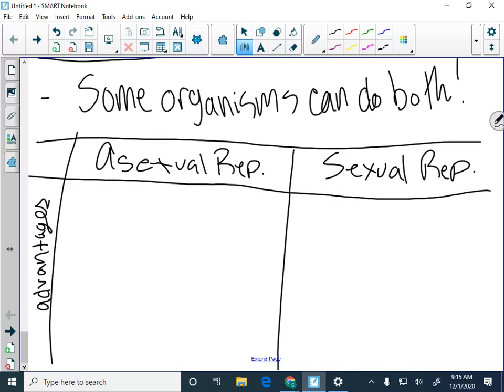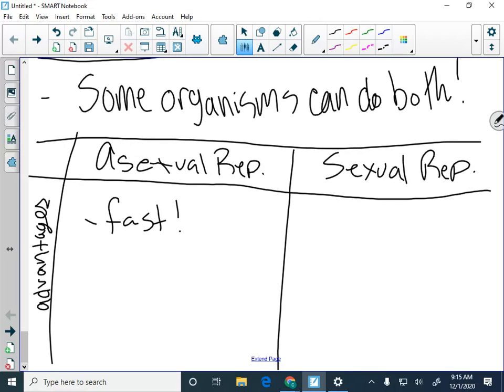So, advantages to asexual reproduction. It is fast. It can happen in seconds. Right? You get one strep bacteria in the back of your throat. It reproduces, it reproduces, it reproduces. By the end of the day, you kind of get scratchy. Asexual reproduction is fast.